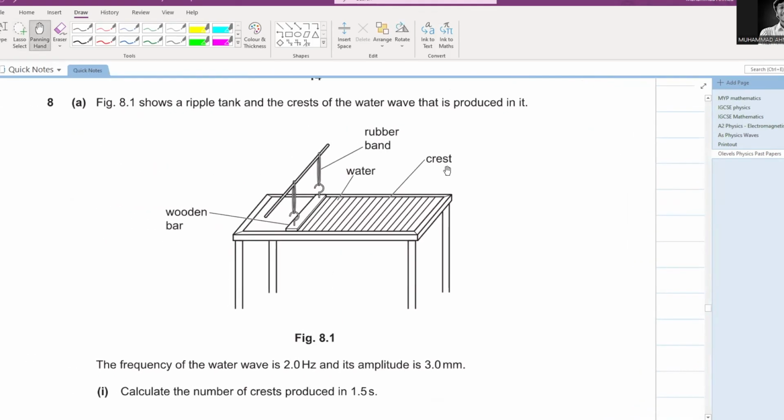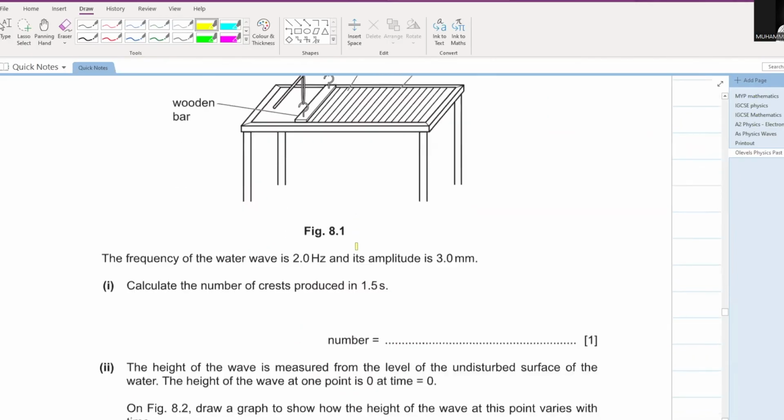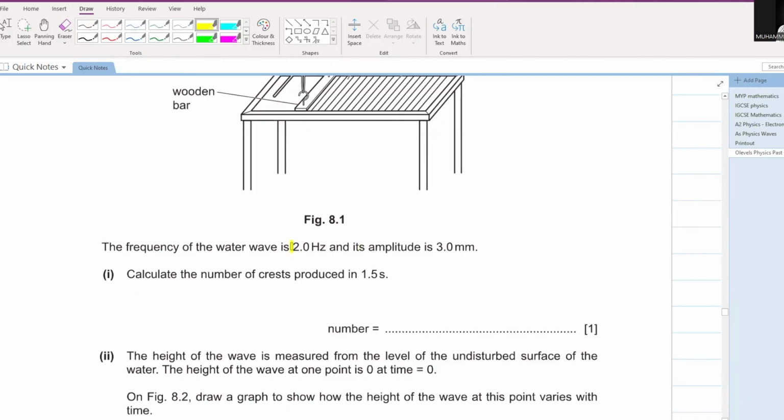Figure 8.1 shows a ripple tank and the crest of the water wave that is produced in it. Okay, so let's see this question. Perfect. So we have a ripple tank and the crest of the water wave that are produced in it are shown. The frequency of water wave is 2 hertz and the amplitude is 3 millimeter. Calculate the number of crest produced in 1.5 seconds. बेटा सबसे पहला काम आपने क्या करना है? What do you have to do here?